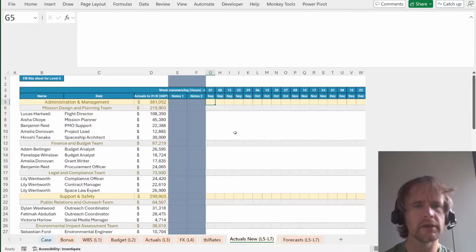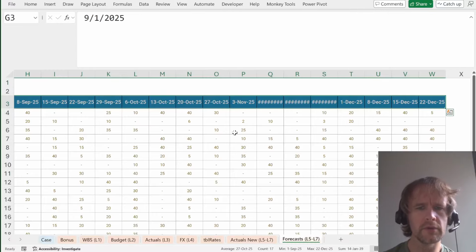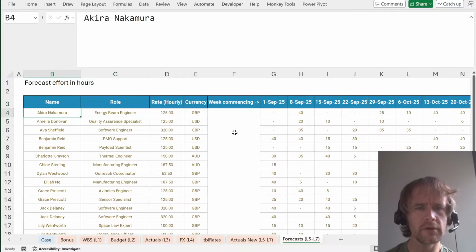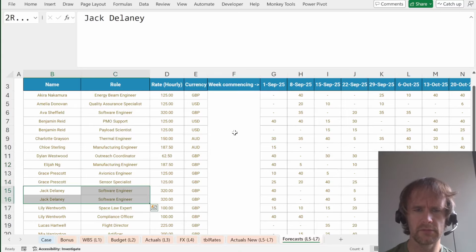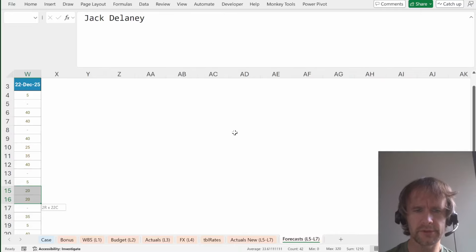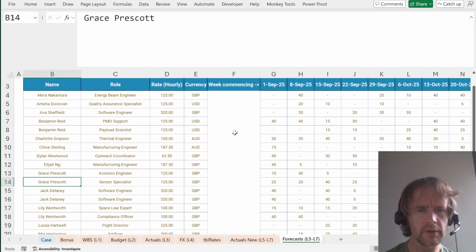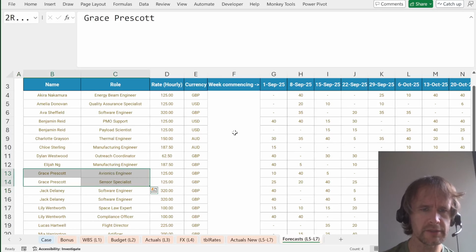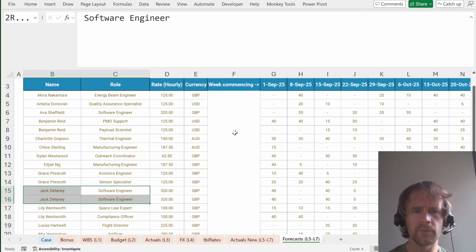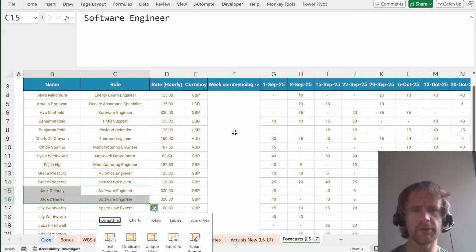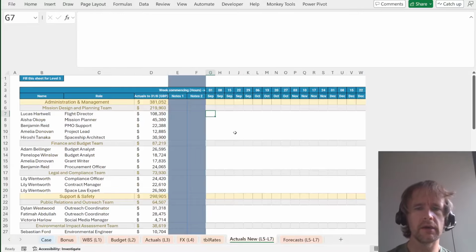That makes sense. Okay, so Lucas Hartwell, the flight director. So, right, yes. No. Well, that's just weird. That's straight up duplicate row. But okay, yeah. So here we have Grace Prescott as both avionics engineer and sensor specialist. But Jack Delaney, software engineer, is a duplicate. That is weird. Anyway, I think to match the answers, we probably just need to do a result.